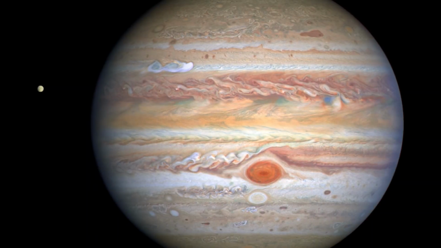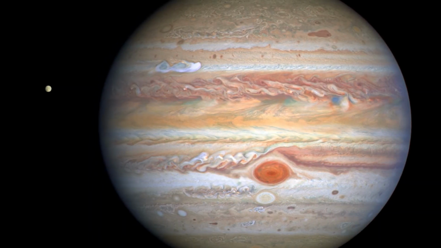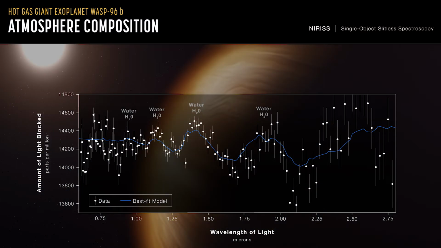And this planet itself, WASP 96b, is about half the mass of Jupiter in our own solar system, but it's much less dense, so it's about 1.2 times the diameter of Jupiter, so it's quite a bit less dense than Jupiter.